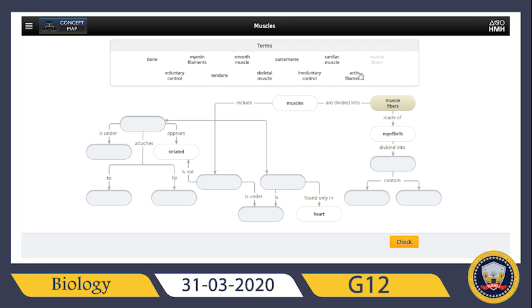What? Think. Is it cardiac muscle? Is it sarcomeres? Is it myosin filaments? So let's try this. Divided into sarcomeres. Inside the sarcomeres, we have the myosin filament and the actin filament. So muscles include what? Is not striated.